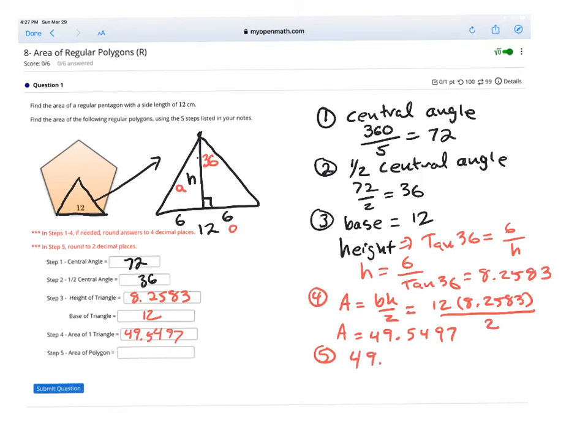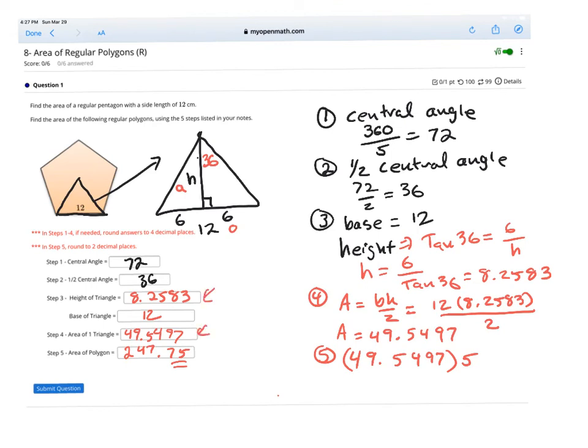Now, to figure out the area of the entire polygon, I take the area of one of the triangles, 49.5497, and multiply that by the number of sides, which is 5. And we end up with 247.75. We can round to 2 decimal places with our final answer. But up until then, you should make sure you round to 4 decimal places whenever you're rounding.